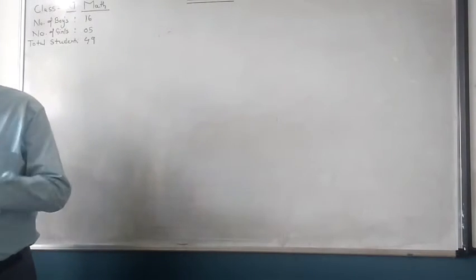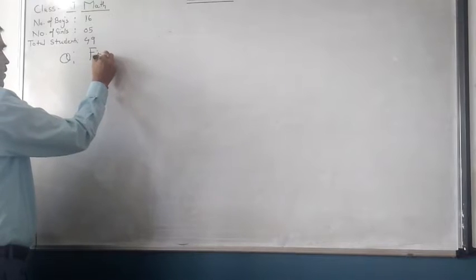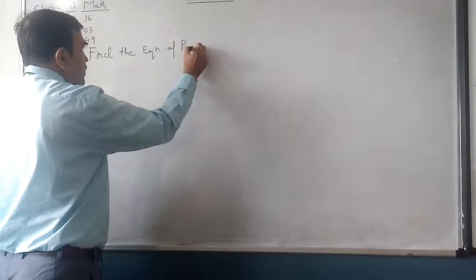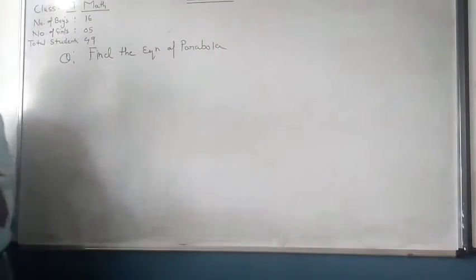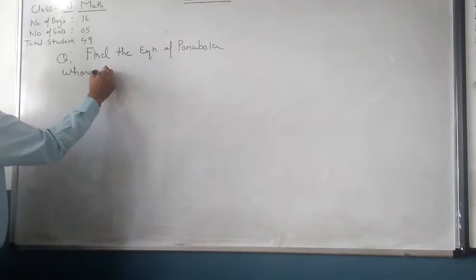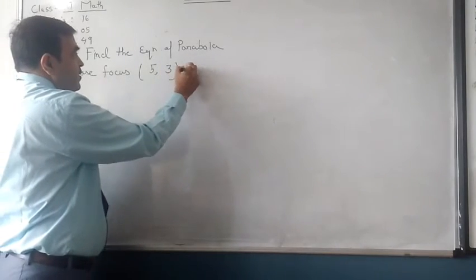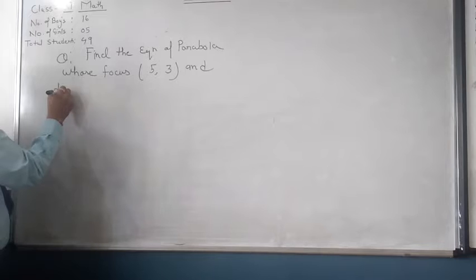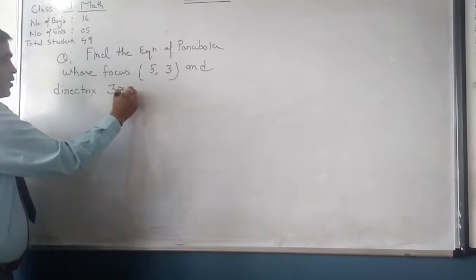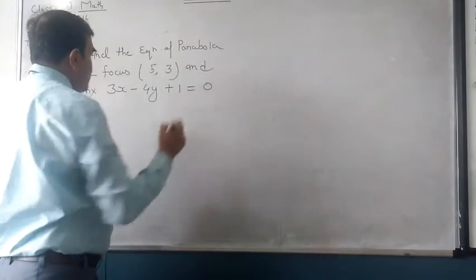Find the equation of parabola whose focus is (5, 3) and directrix is 3x minus 4y plus 1 is equal to 0.